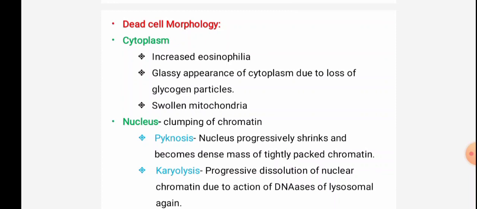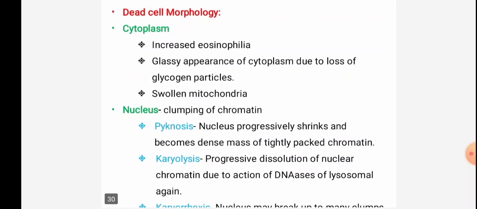In pycnosis, the nucleus progressively shrinks and becomes dense, with tightly packed chromatin. In karyolysis, there is progressive dissolution of nuclear chromatin due to the action of DNase and lysosomal enzymes.